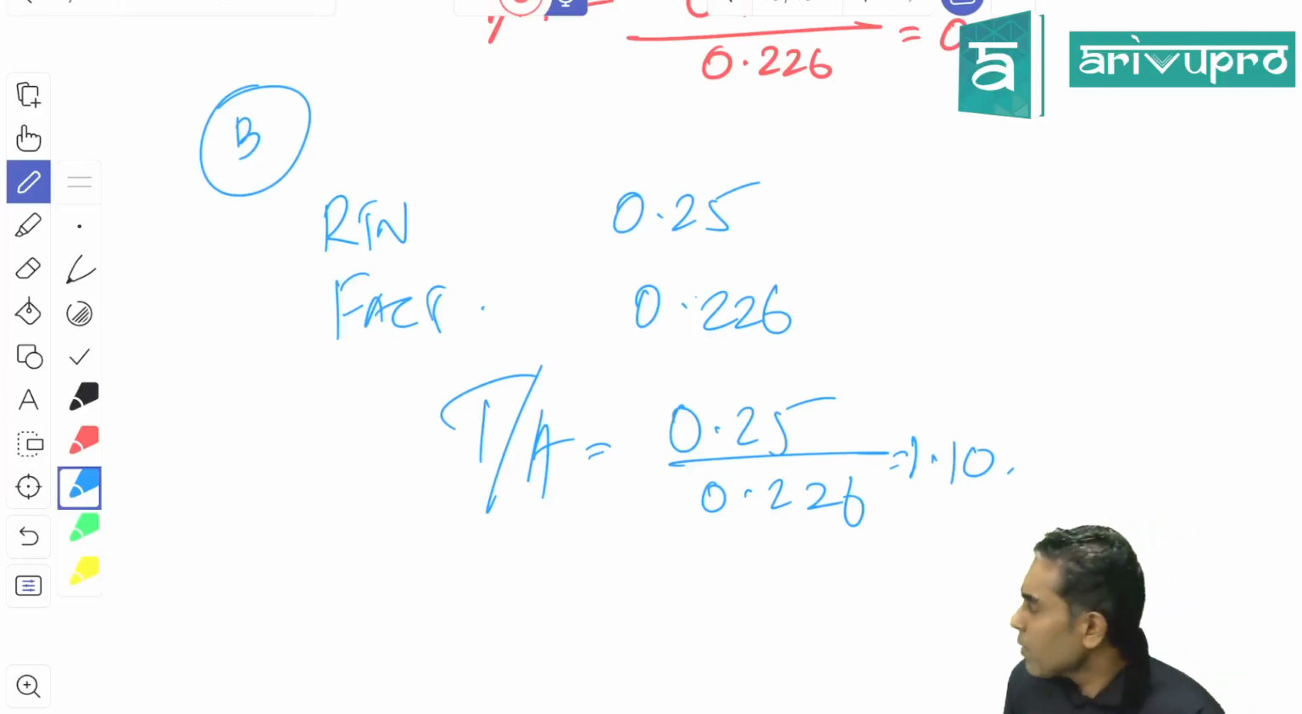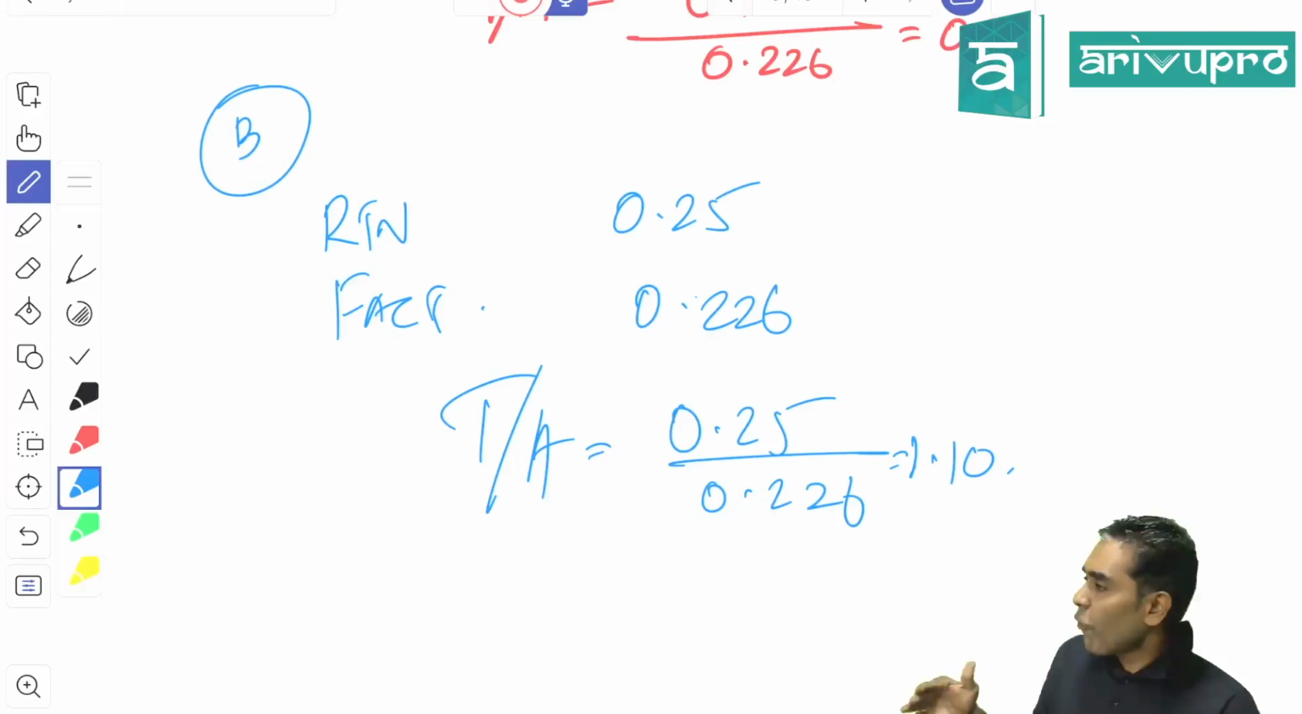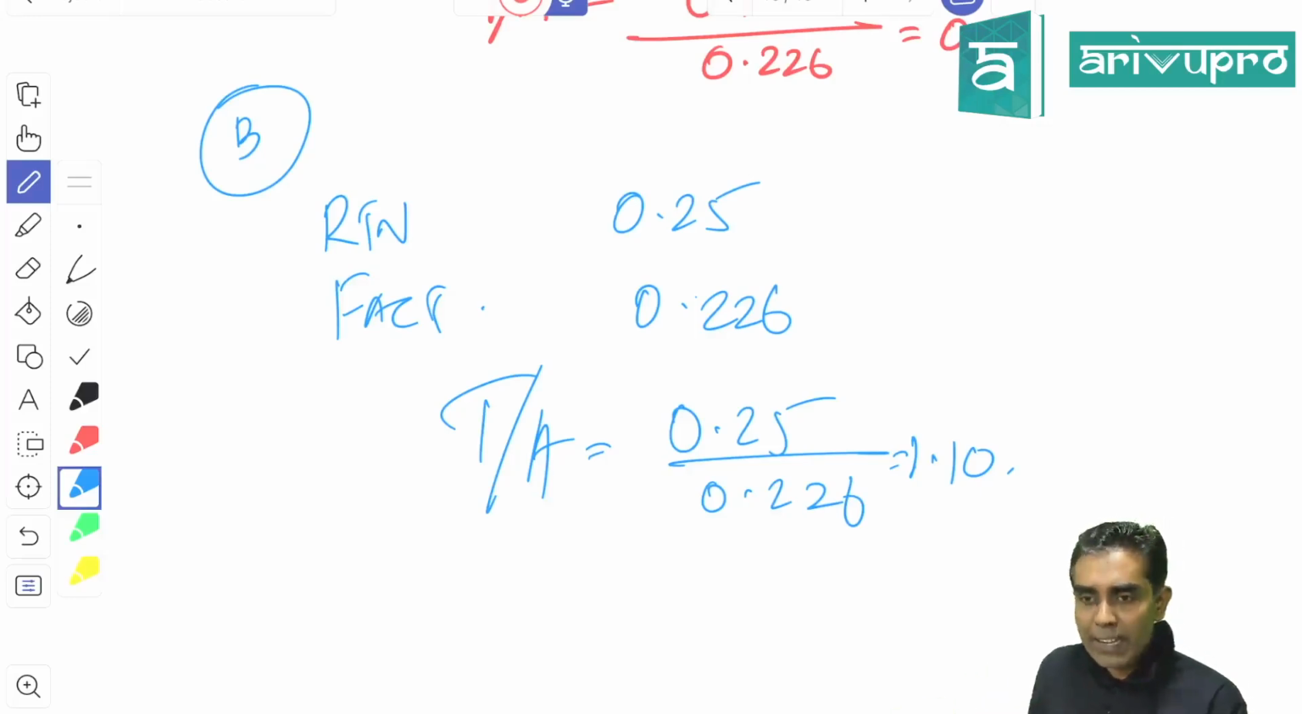Are you all okay with throughput accounting? The same steps are to be followed that you did in traditional costing. But the terminology will differ, and instead of calculating contribution, here we calculate throughput contribution.